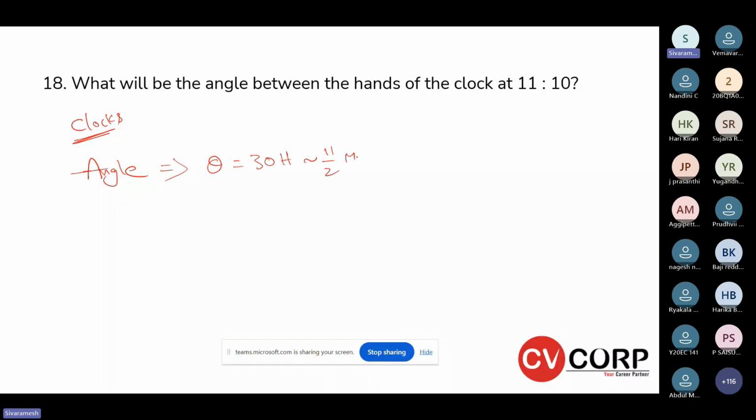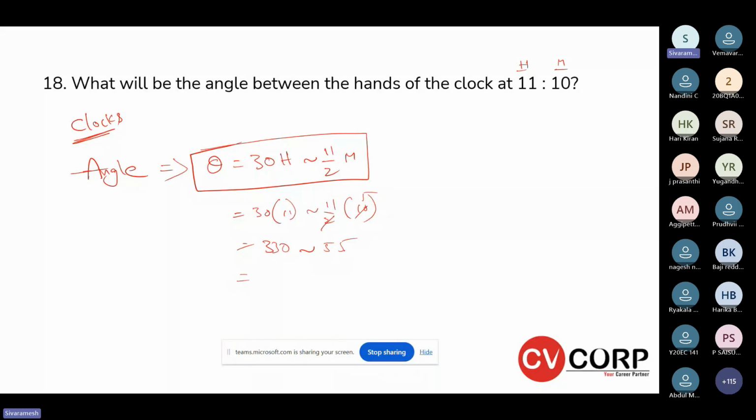30H minus 11/2 m is the direct shortcut. How this formula came into the picture, why we need to use it, all the derivations and the concept we already discussed in the class. I don't want to discuss it again because it may take almost half an hour to 40 minutes, so just leave that. For finding the angle, theta equals 30H minus 11/2 m. When the time is 11:10, 11 indicates hours and 10 indicates minutes. So 30 into 11, minus 11/2 into 10, which is 5 times 11, is 55.